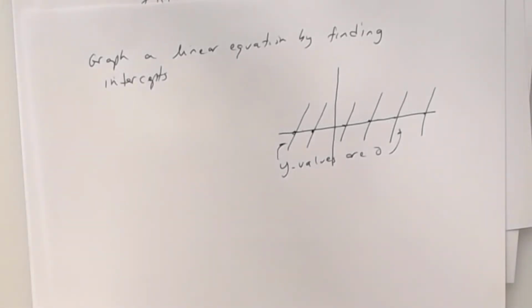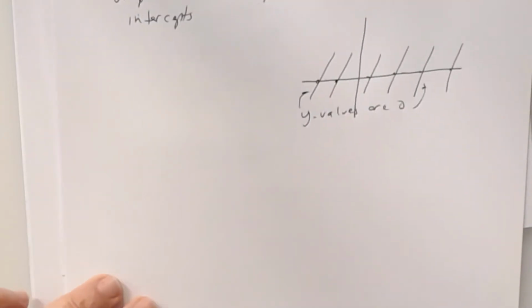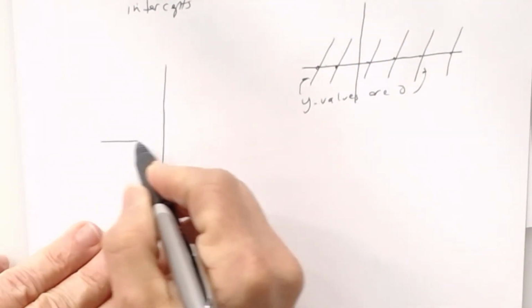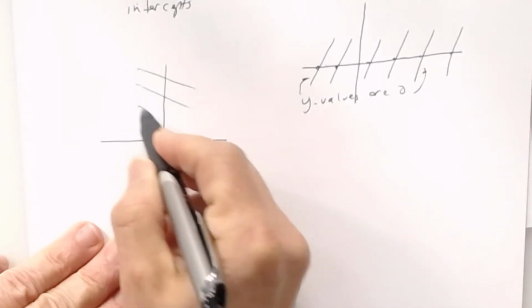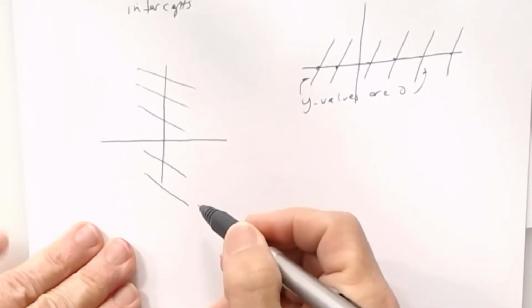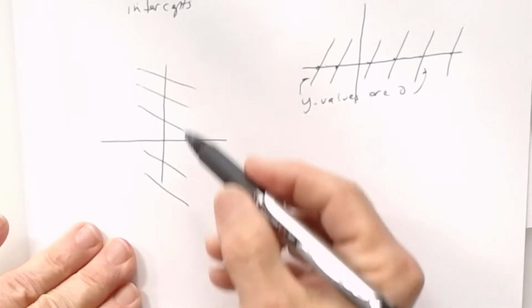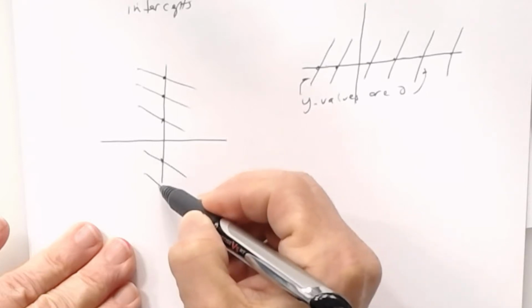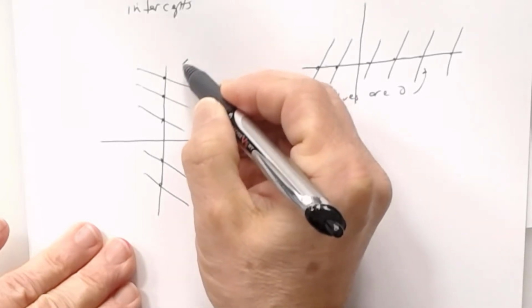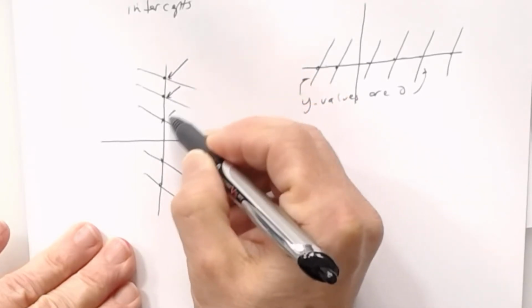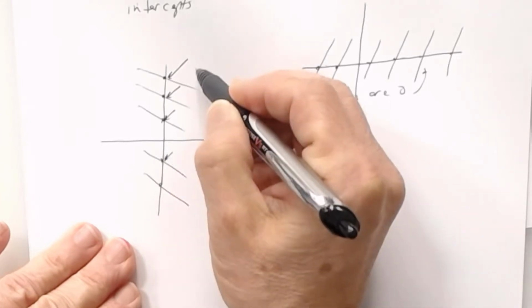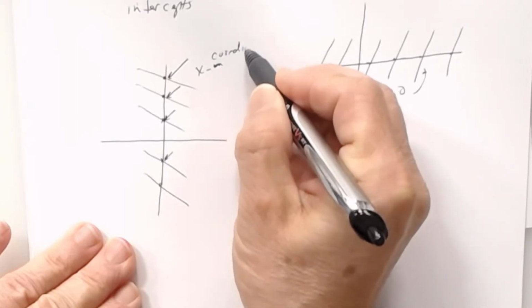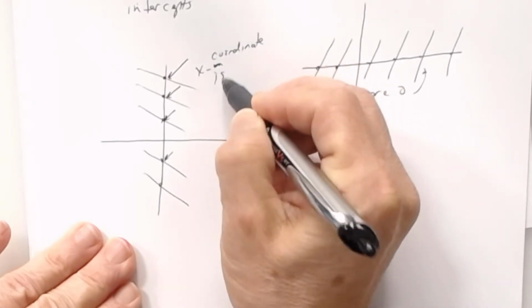If I look at the y-intercept instead, where the graph crosses the y-axis, if I look at all these y-intercepts, what can you tell me about the x-coordinate in each of these cases? The x-coordinate is 0 instead. So the x-coordinate is 0.